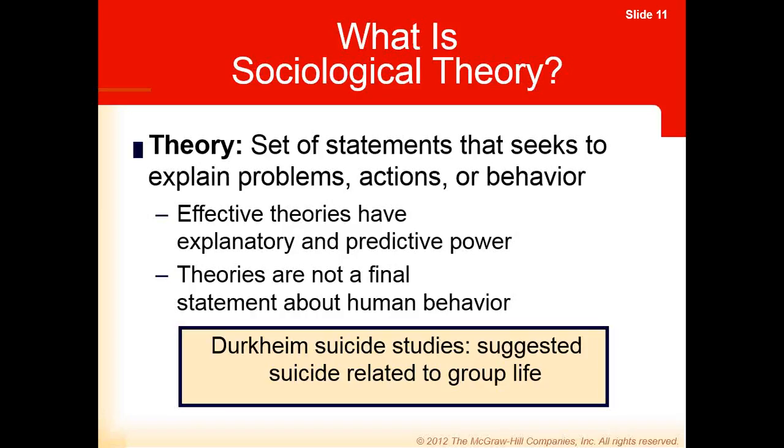So when Durkheim studied suicide, what he found was that there is a group component to the act of what he referred to as anomic suicide. And there were 4 different types of suicide: egoistic suicide, fatalistic suicide, anomic suicide, and altruistic suicide. Durkheim focused most of his work in the book Suicide on anomic suicide.